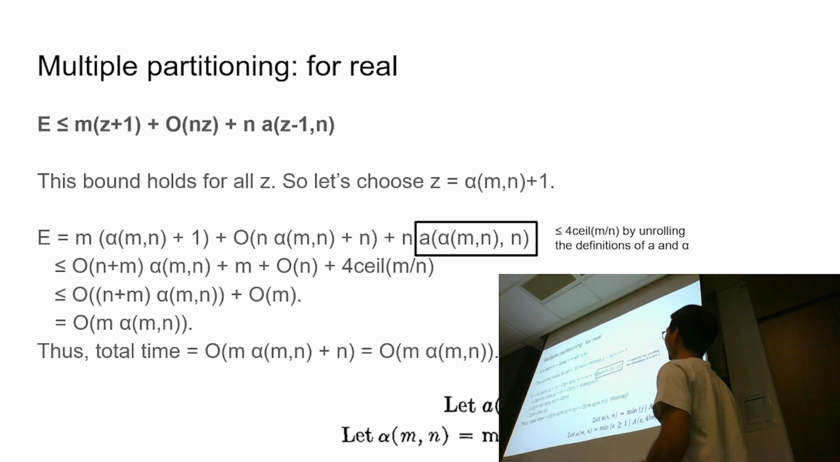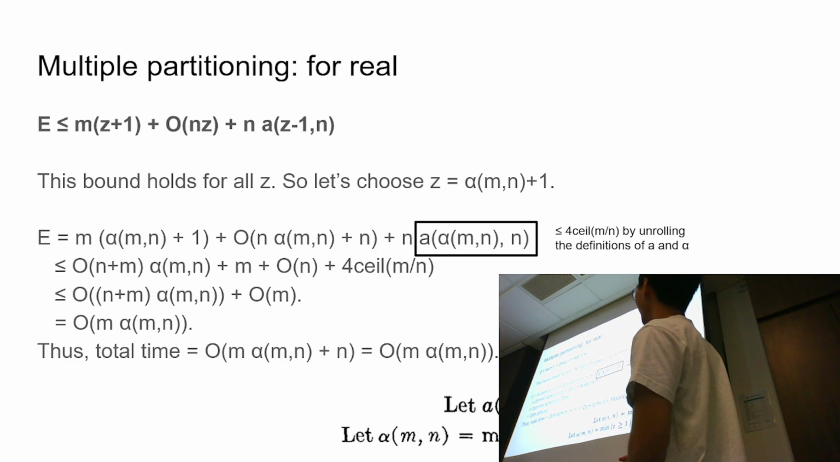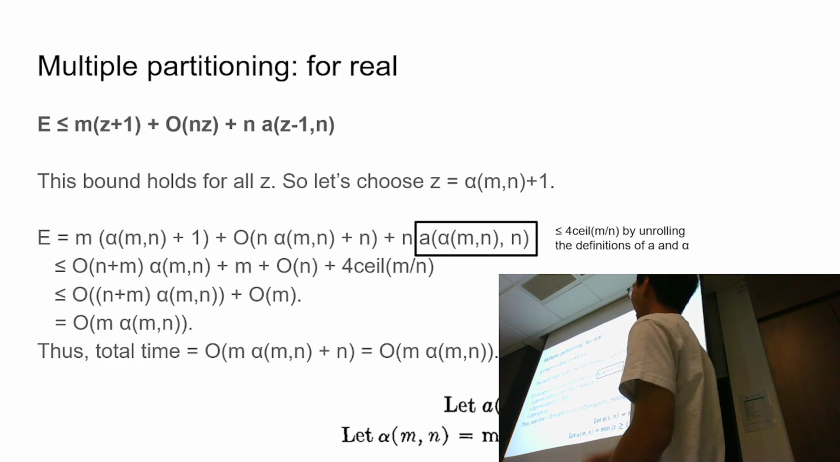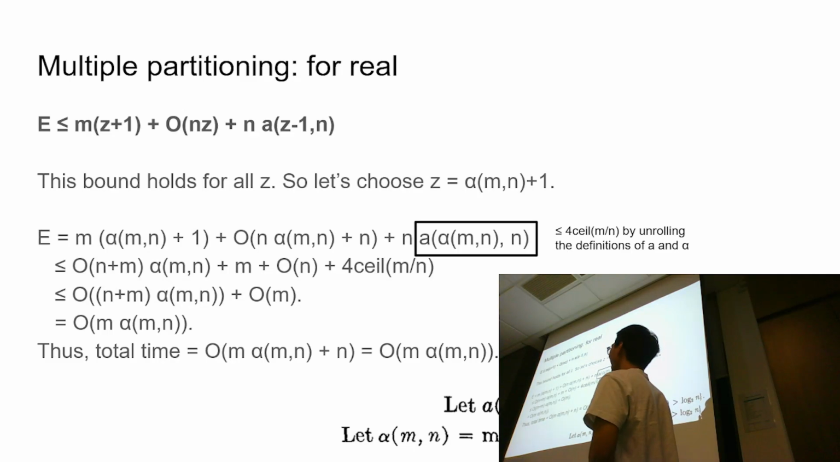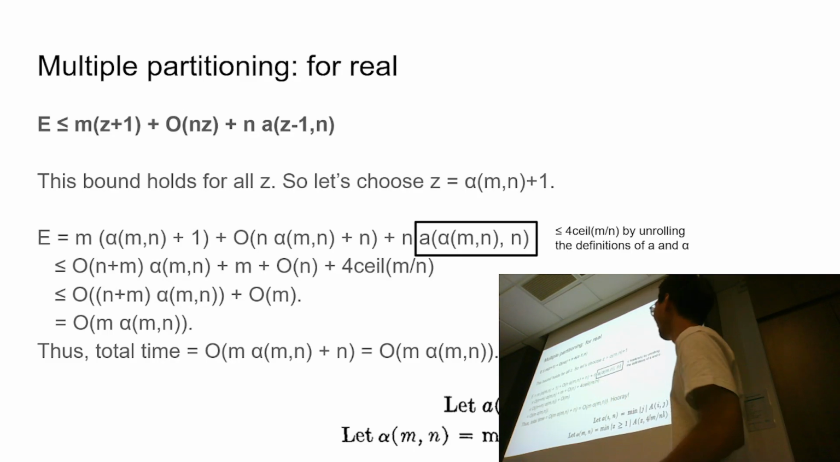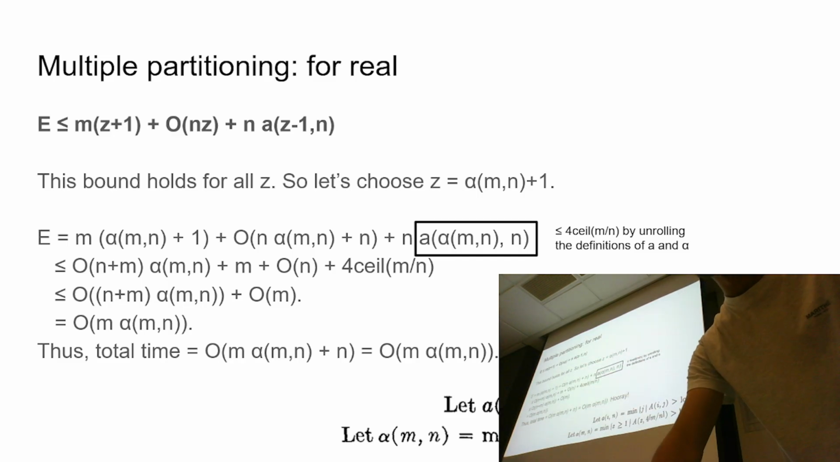So now we just have to plug in a specific value of z, and there's a bunch of manipulations you have to do, but it all reduces down to m times Ackermann m in the end. So hooray, that is the proof.